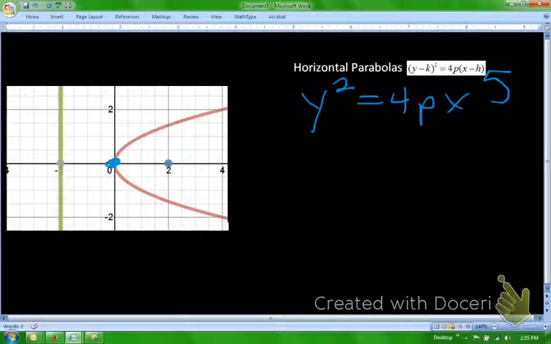We have a vertex, which in this particular one is at 0, 0. We have our focus, which is inside our parentheses.